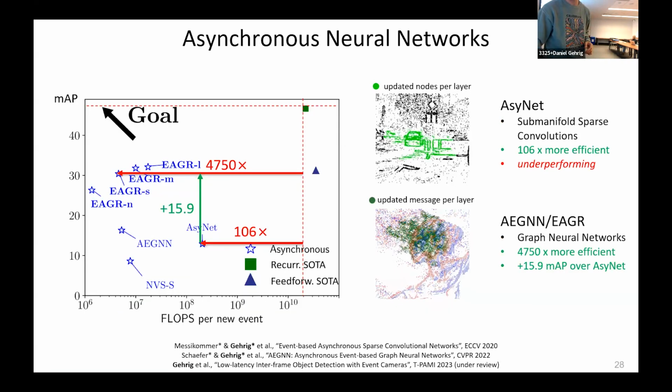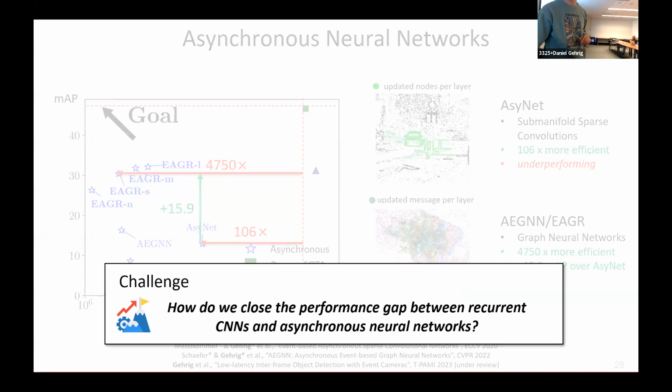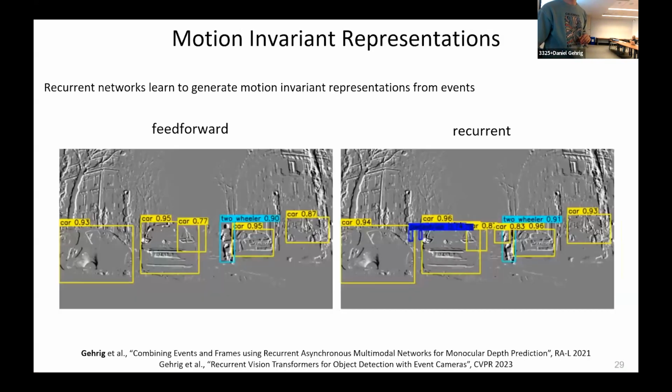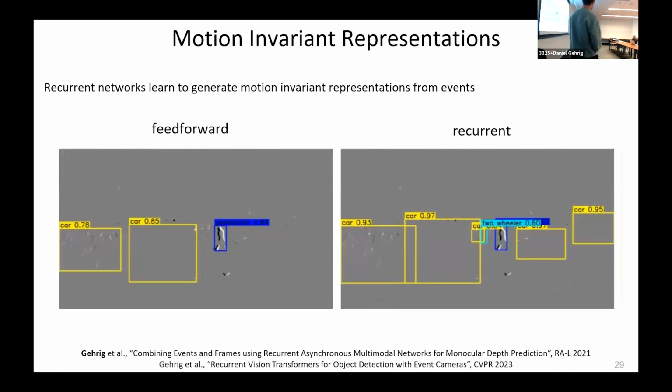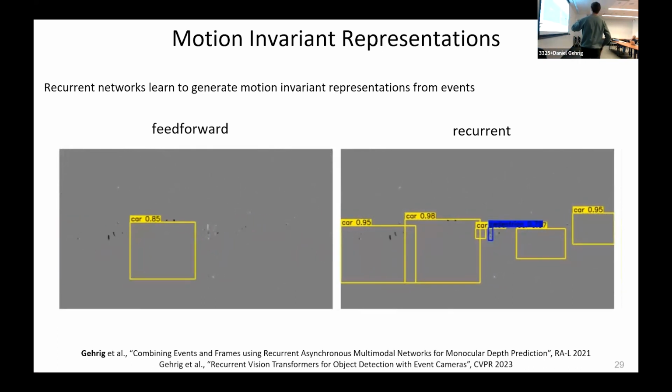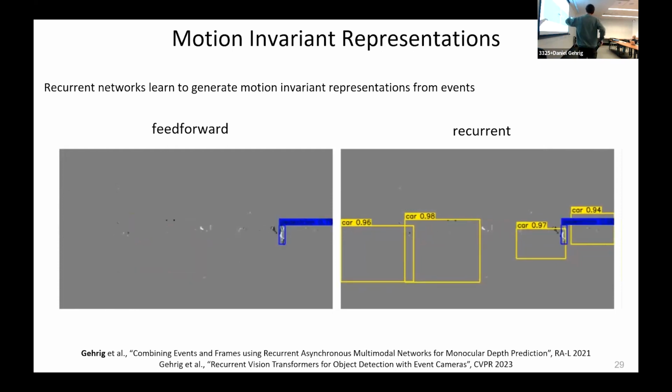So we see we have one last gap to propose, which is how do we reach the performance of a recurrent neural network? To study this problem, let's look at how a feed-forward network and a recurrent network work by looking at this static scene. We can see that the recurrent network is able to detect objects even though they are not generating events. And why is this the case?